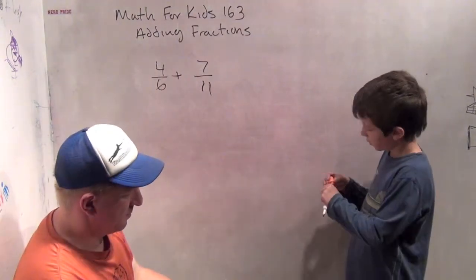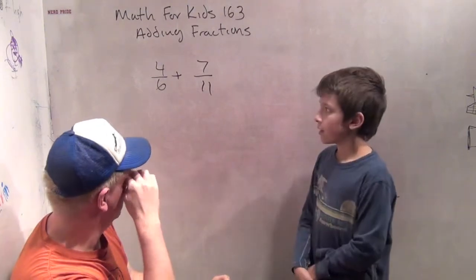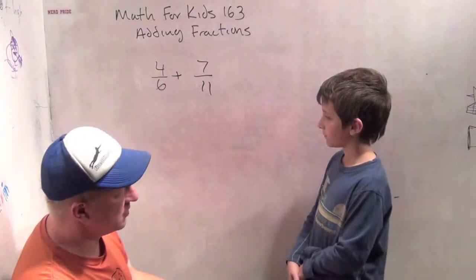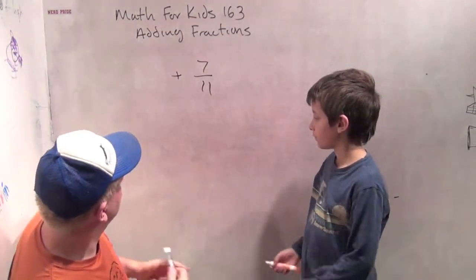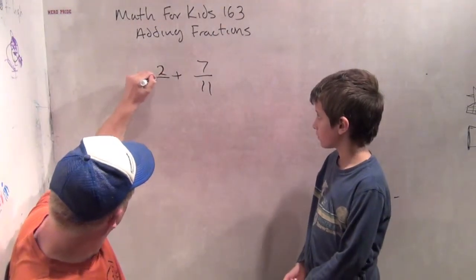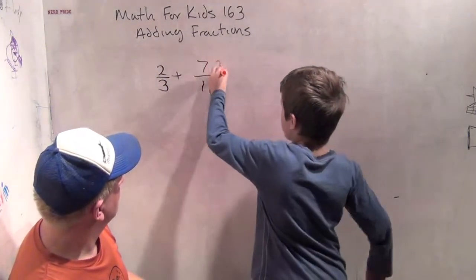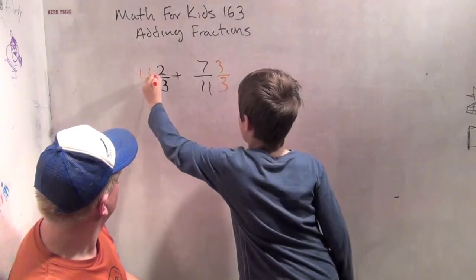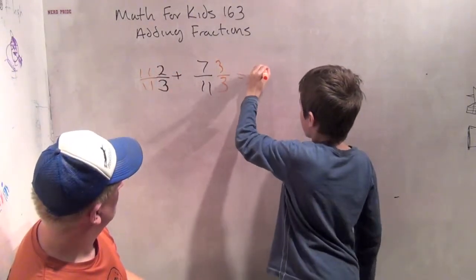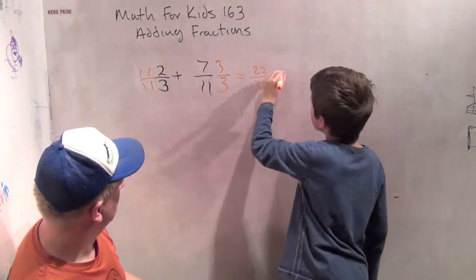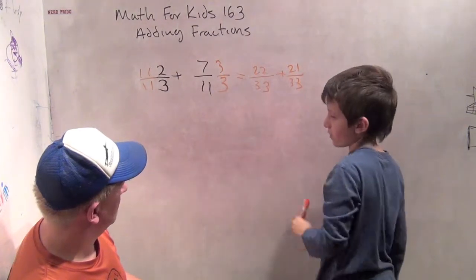Well, first we simplify 4/6. What is 4/6? 4/6 is 2/3. You notice that you can factor a 2 out of the top and a 2 out of the bottom. So now we multiply by 3/3 and 11/11. Okay, very good. So we get 22/33 plus 21/33.